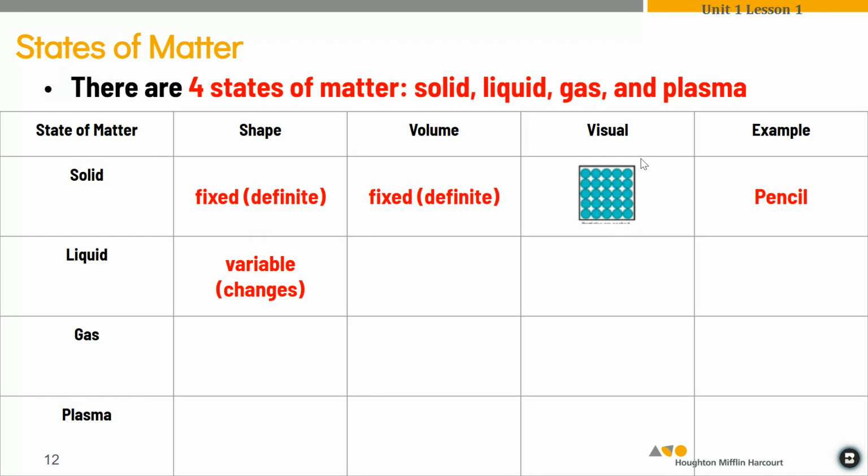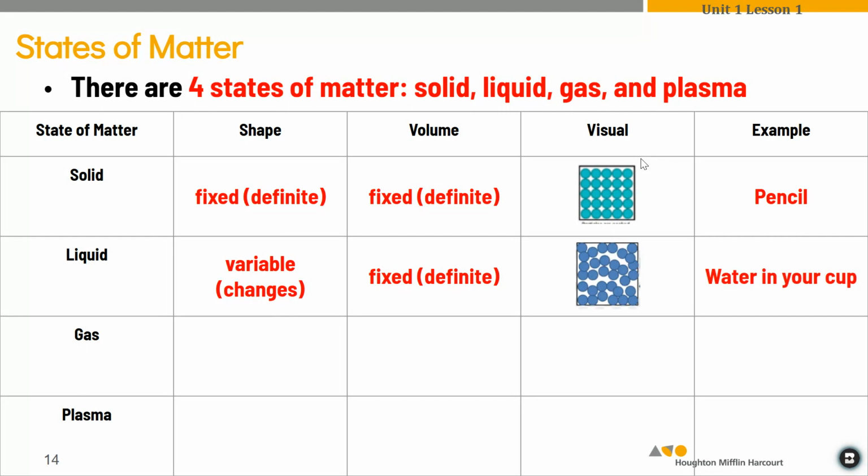The next state of matter we're going to look at is a liquid. And so the shape of a liquid changes or is variable. And if you think about like the water in your cup or the water in your water bottle, and you change the way you hold it, the shape of the water in the container is changing. However, the volume or the amount of space the water takes up stays the same no matter which way you hold it. So, volume for liquid is fixed or definite, meaning it doesn't change.